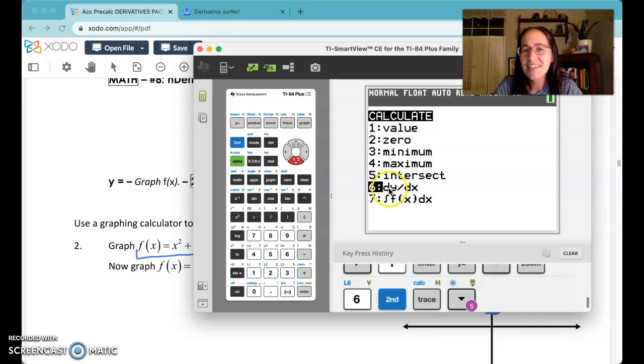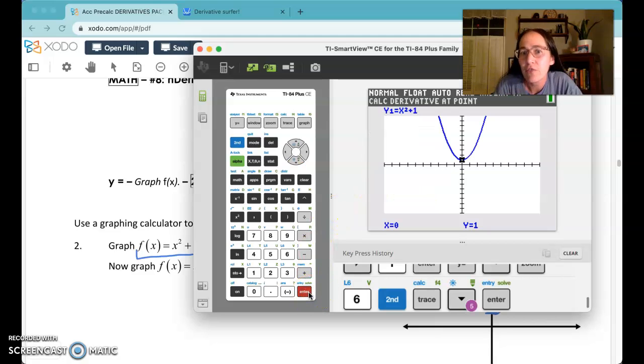Number 6, dy/dx, is a certain notation for derivative, right? It's the derivative, or the change in y with respect to x. For future reference down the road, 7 will be very handy when we need something called the antiderivative, the integral. But for now, let's choose the derivative. The very next x value you type, watch what happens.